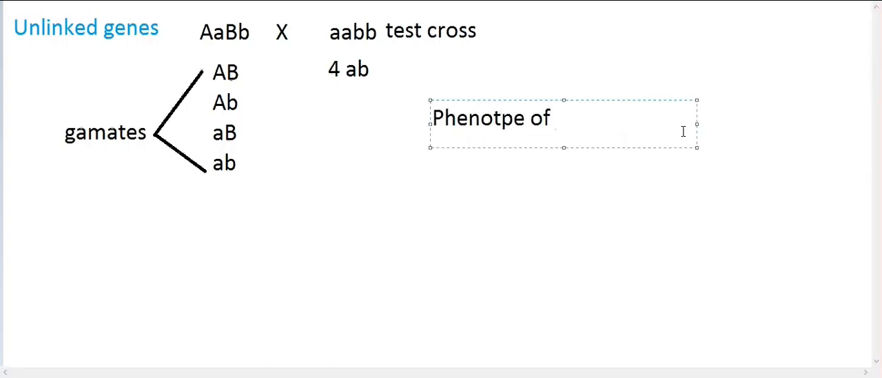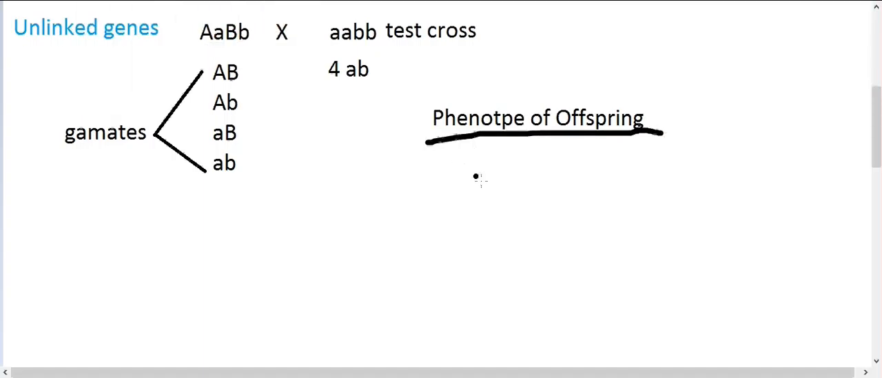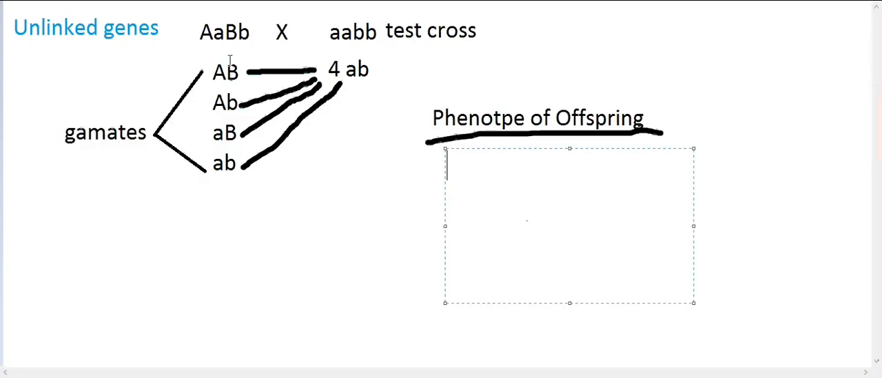Phenotype of offspring. Okay, so phenotype of offspring. Let me see if I can do this here. So what is the phenotype of the offspring? Well, basically what we have to do is cross this gamete with this one, that one, and this one over here. And so what do we end up with once we cross these gametes with that one there? Well, we end up with 4.